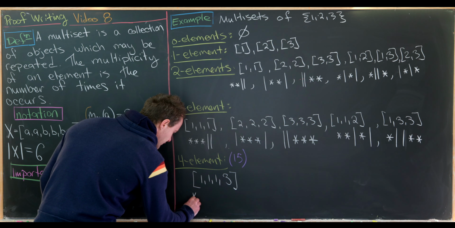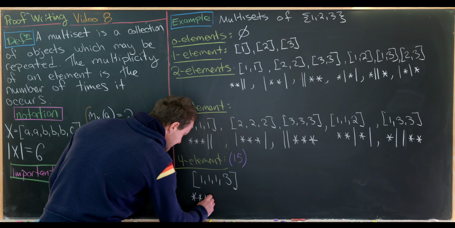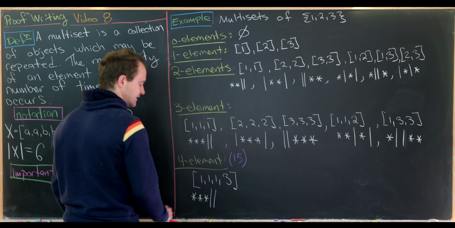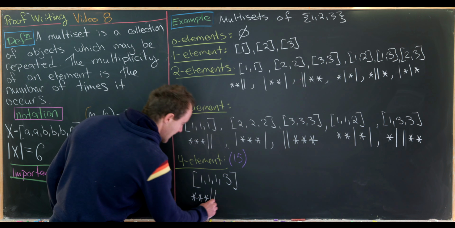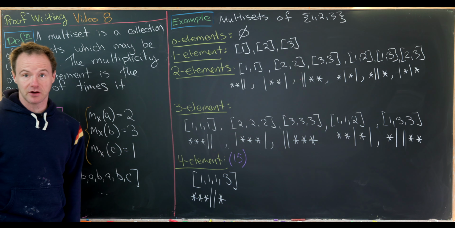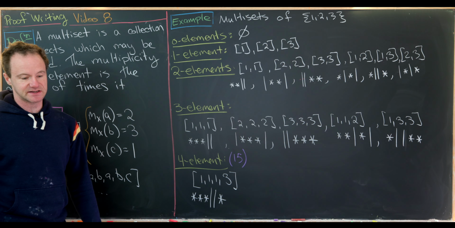So let's see, we would have 3 stars in the 1 position, then a bar, 0 stars in the 2 position, so that means there's 2 bars next to each other, and then a single star in the 3 position. So that would be the diagram for this multiset.